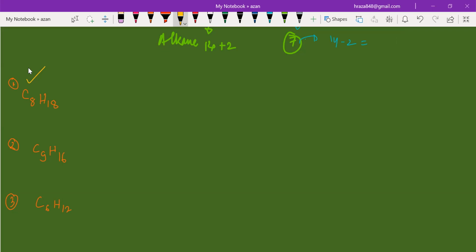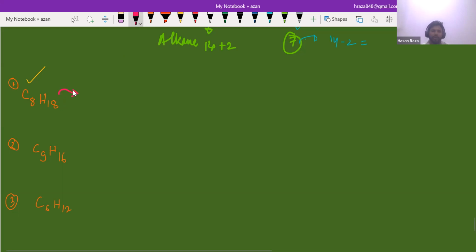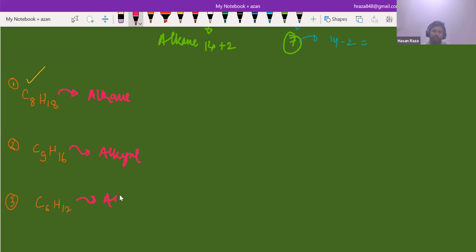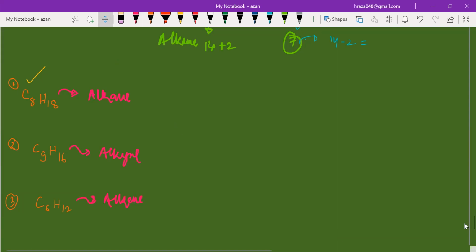Sir, alkane, alkyne, and alkene. What is this? Alkane. Then the second one is alkyne, and the third one is alkene. Tell me the first one. It is alkane. Yes, alkane. This is alkyne. And tell me about this. Alkene. Very good. Got it all this? Yes, sir. Very good. Now going to start the next, that is basically your homologous series.